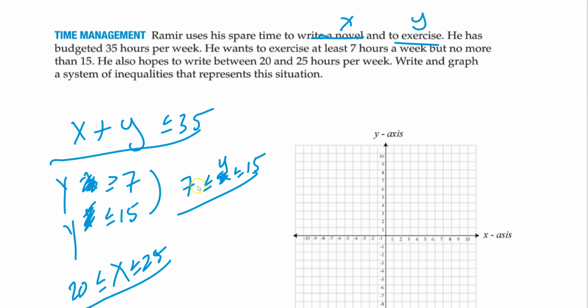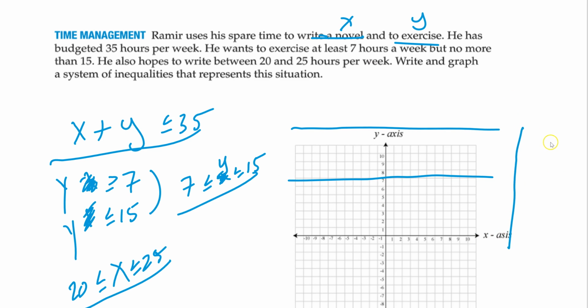So you want y to be between 7 and 15. So where y is 7, y equals 7 right here. Y equals 15, my graph doesn't go that far. Let's say up here. I'm going to be between these two, so shade inside. X is between 20 and 25. Again, my graph doesn't go that far, so 20 and 25 are, let's say, over here. So right now I'm in this little region right there.